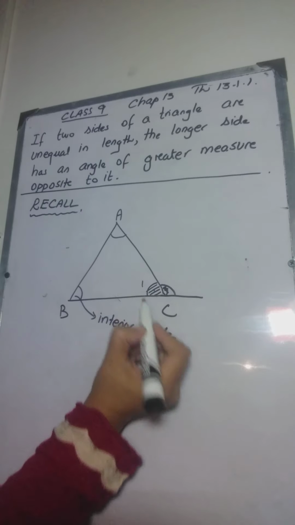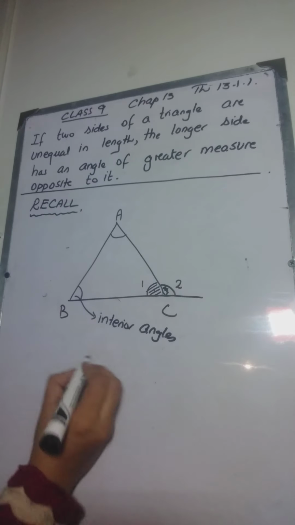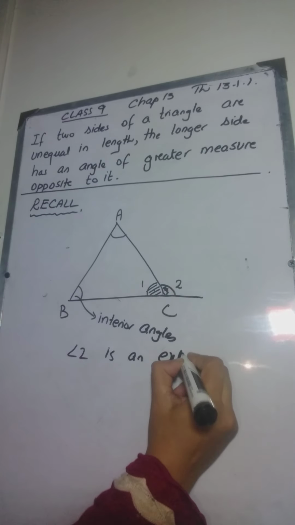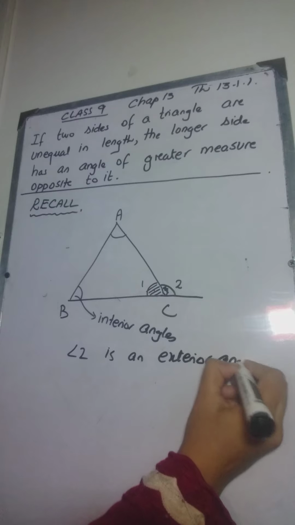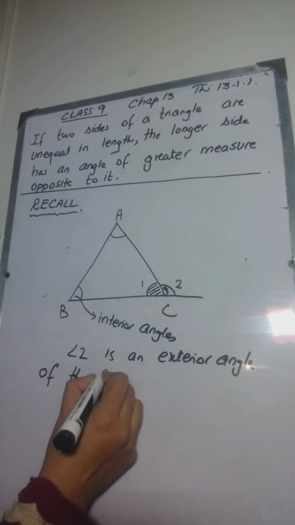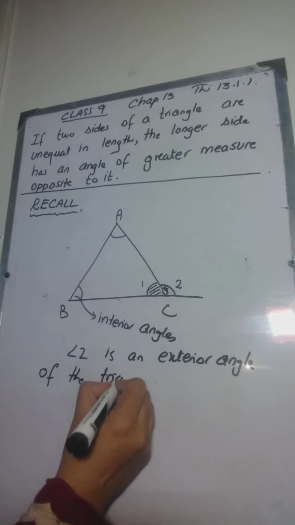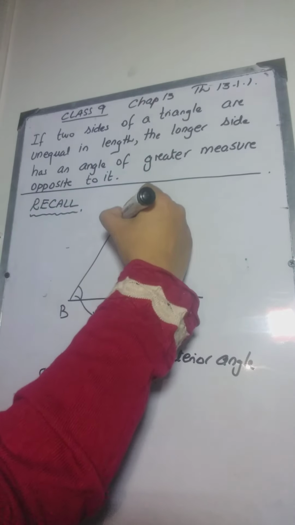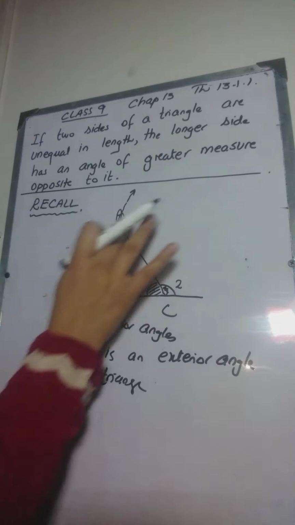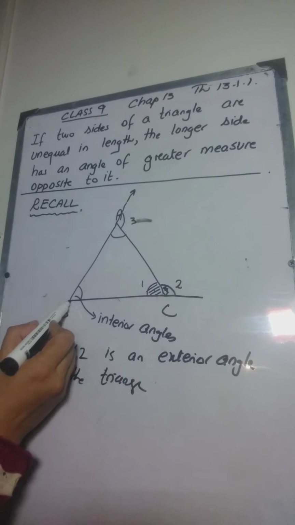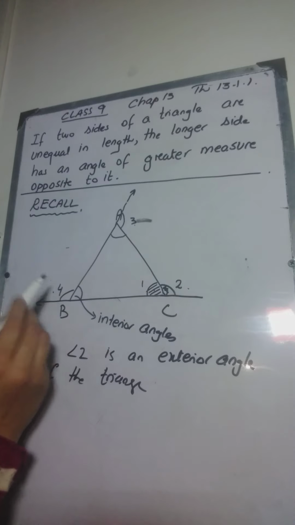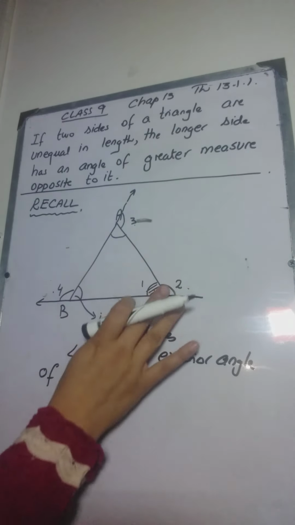So I will say that if this is angle 1 and this is angle 2, then angle 2 is an exterior angle of the triangle. This is one of the exterior angles, and if I extend this line, then this angle will be the exterior angle. This is angle 3. Similarly, when I extend this line, this will be angle 4. Angle 2, angle 3 and angle 4 are all exterior angles of this triangle.